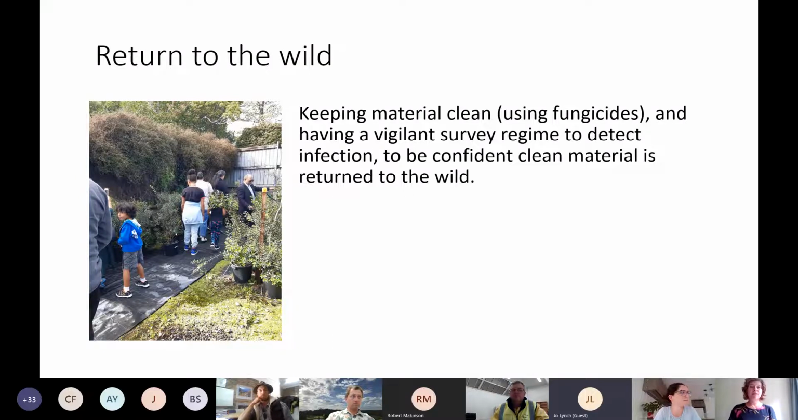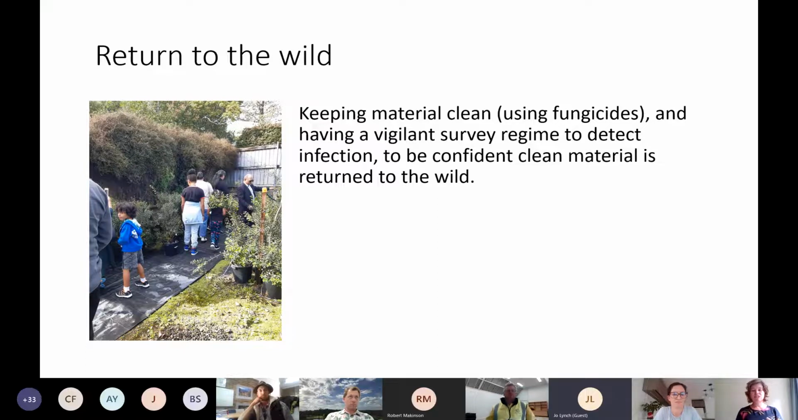So this is a photo Emma took of some of the iwi from the location in the wild where this plant's found, up in the far north of New Zealand. So we need to ensure that we keep that material clean, and that is using fungicides and having a vigilant survey regime to detect infection, to be confident that clean material is returned to the wild.